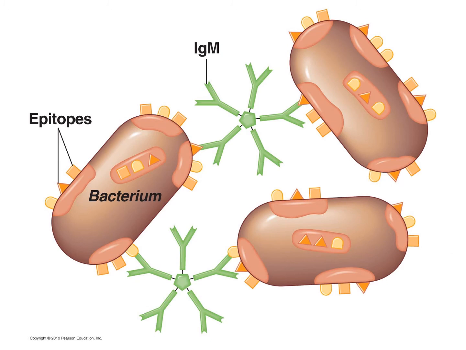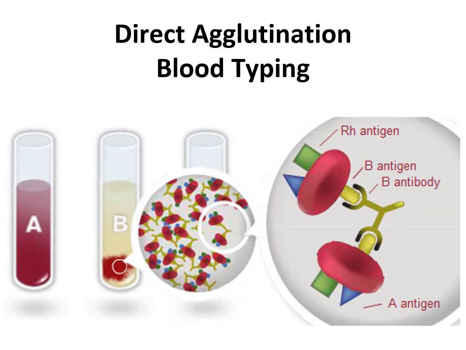This is an example of a direct agglutination test. A direct agglutination test involves the antibody, in this case IgM, because it's a pentamer, identifying antigen on the surface of a bacterial cell. So this agglutination test is not identifying soluble antigen, but identifying antigen that is still bound to a bacterial cell. So this is a direct agglutination test. The most common use for direct agglutination tests is with blood typing.